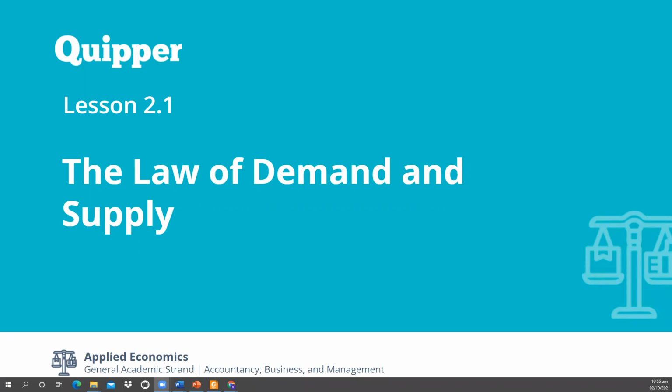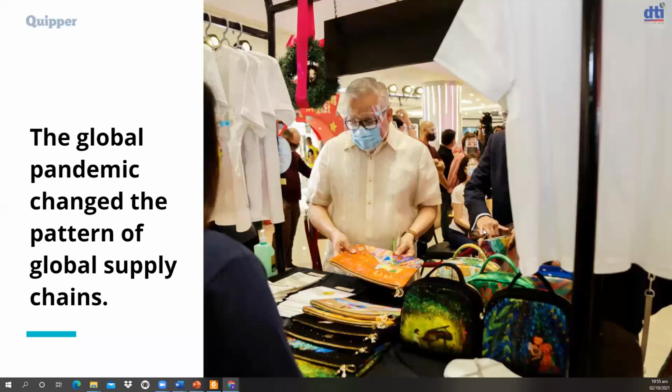So for today, we're going to discuss chapter 2 and then lesson 1 of applied economics, which is the law of supply and demand. Okay, so it says here the global pandemic changed the pattern of the global supply chains. So parang naging malaking effect ng pandemic no sa naging galaw ng supply and demand ng economy.